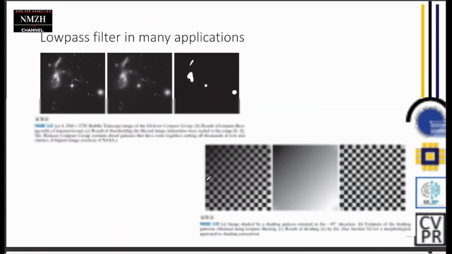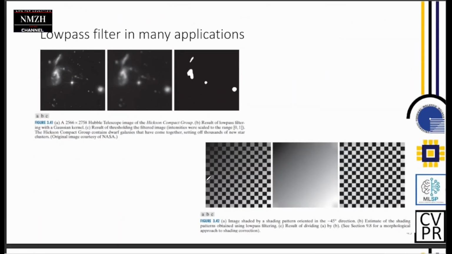Okay, so there are several applications for the low pass filter. One of them is on galaxy images. Let's say this one is trying to portray the image with fewer components compared to this one, because it reduces the small stars in the galaxy. Same as this one too.